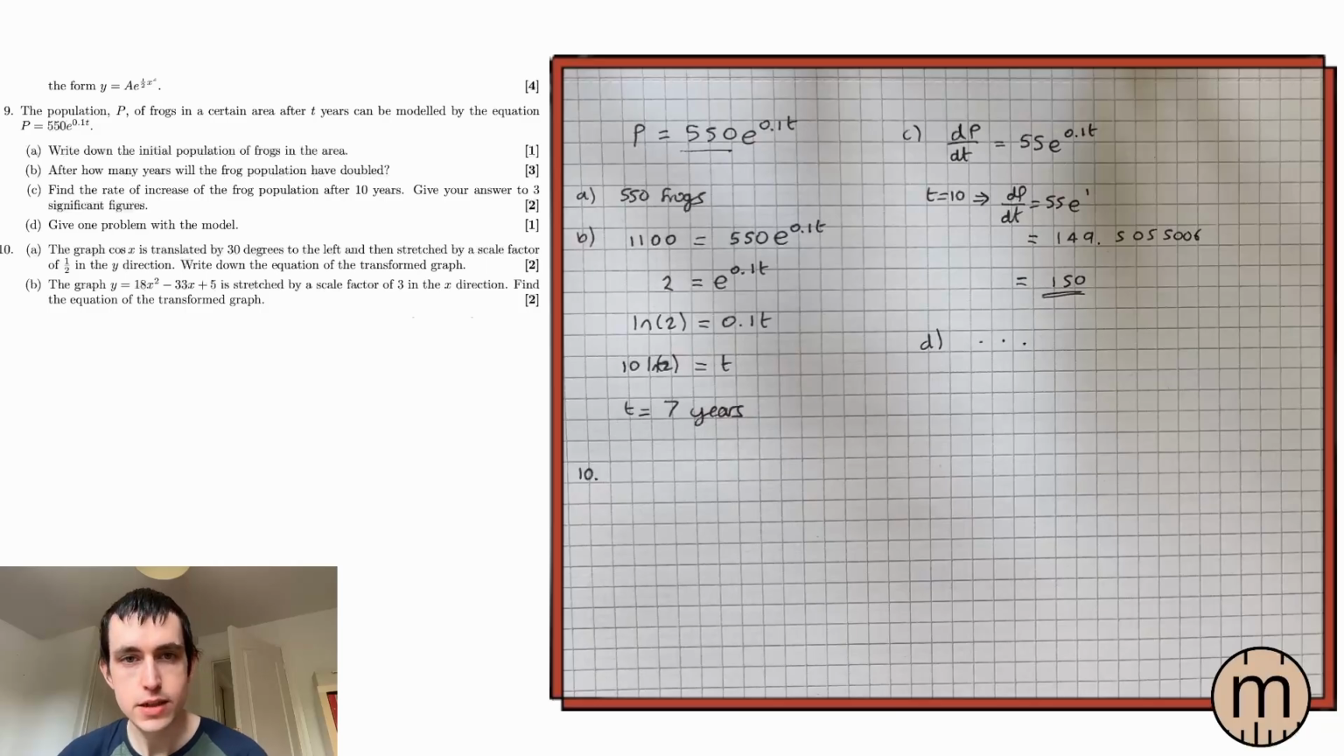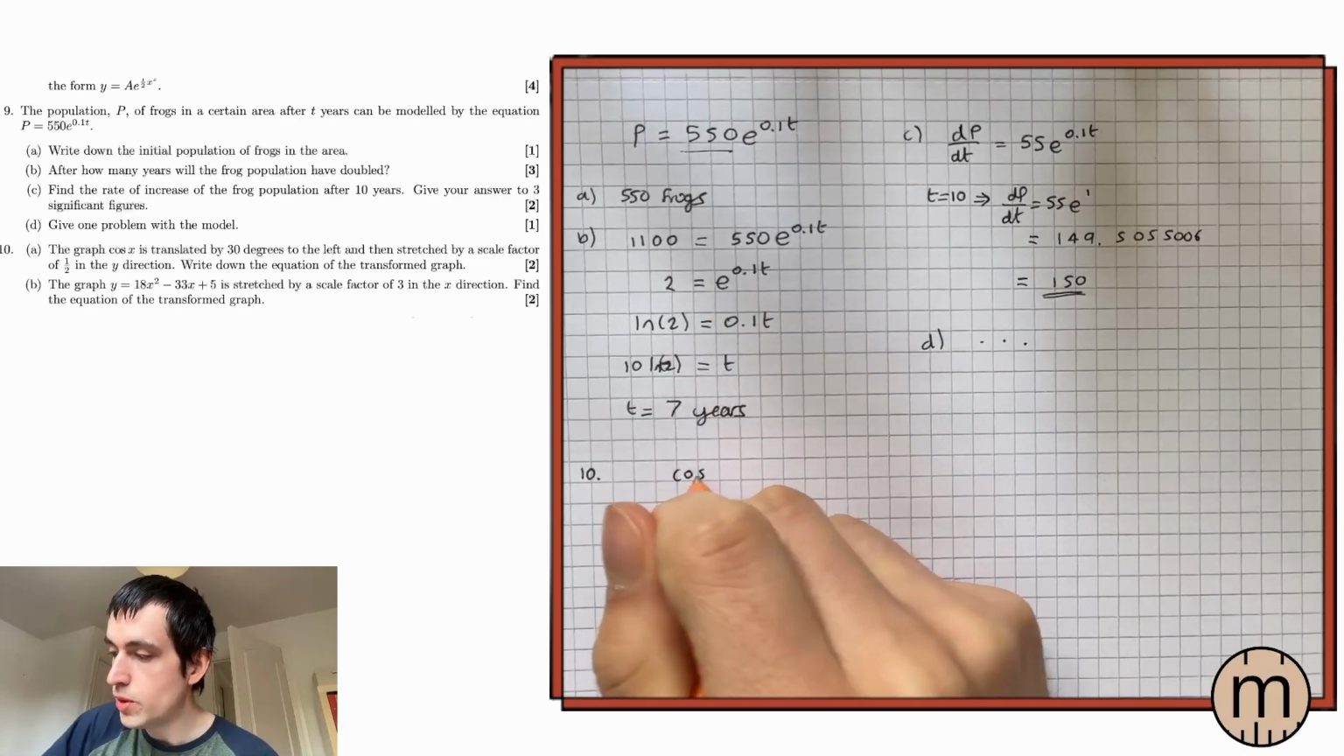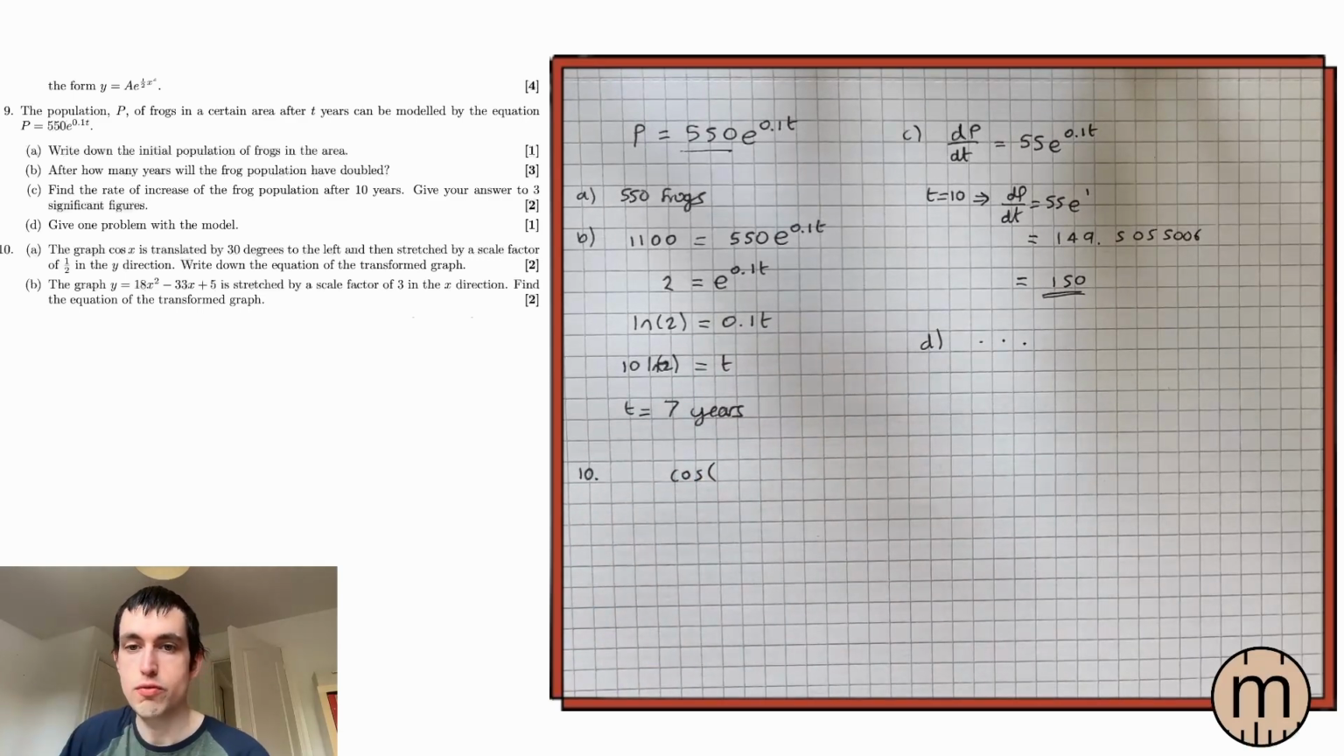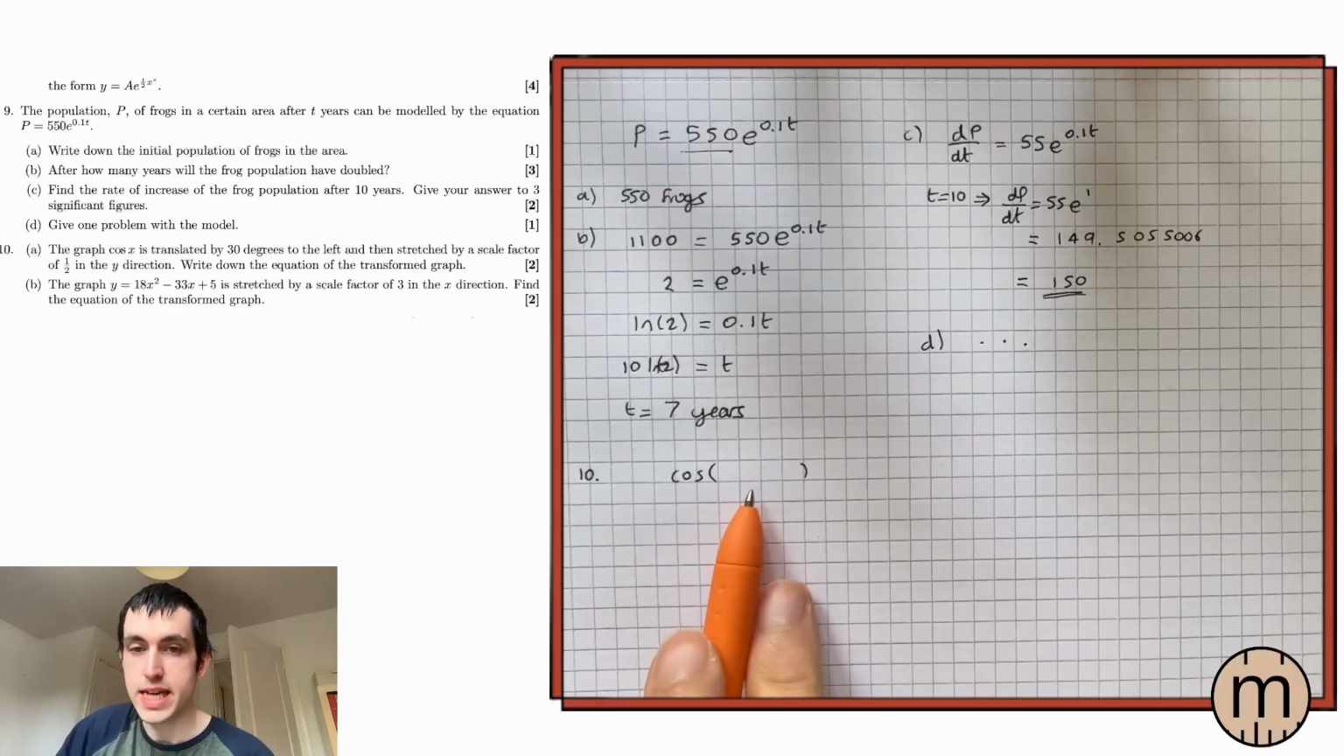Question 10 says the graph cos of x is translated by 30 degrees to the left and then stretched by a scale factor of a half in the y direction, and we need to write down the equation of the transformed graph. So remember that when you are moving to the left or to the right, it happens inside the bracket.